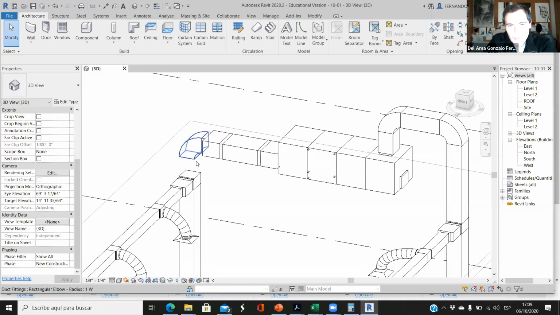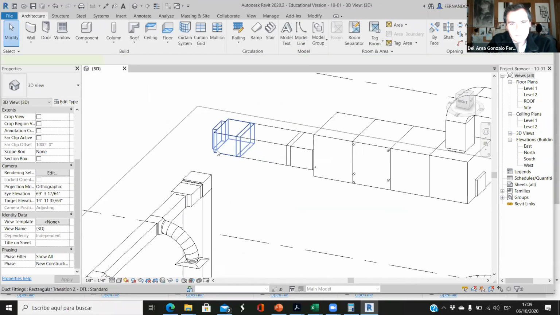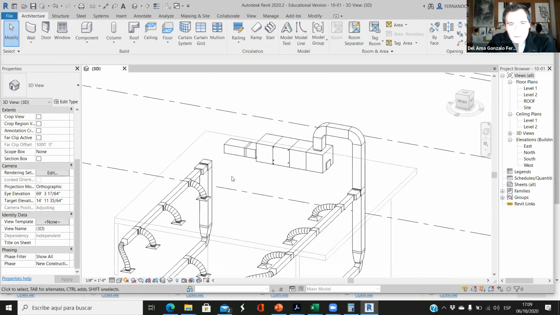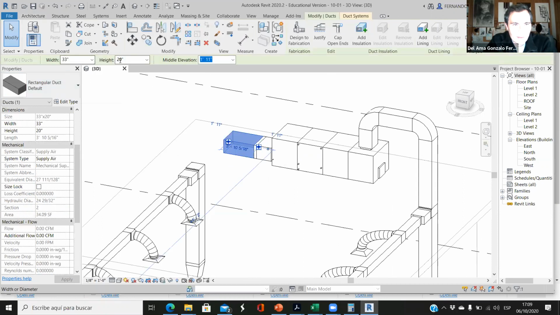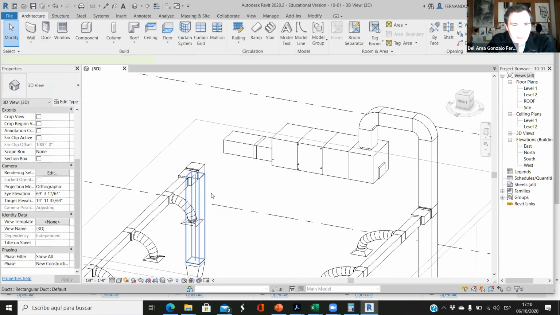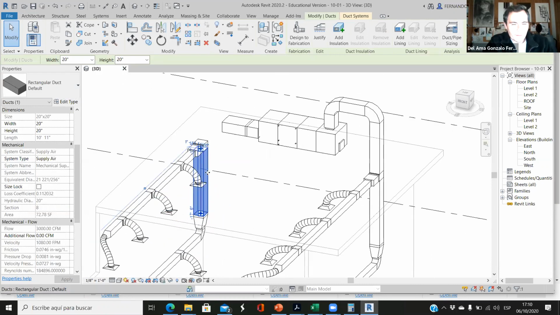So there's an issue here, and probably I should make something different. Okay, so now I have to modify the duct because, well, I know that this goes well. This is 33 times 20. Yeah, I can accept that. And what if I change? Well, let's analyze this duct here.